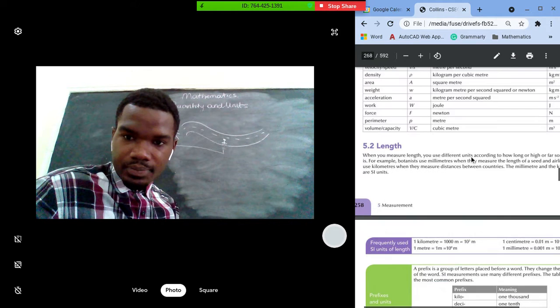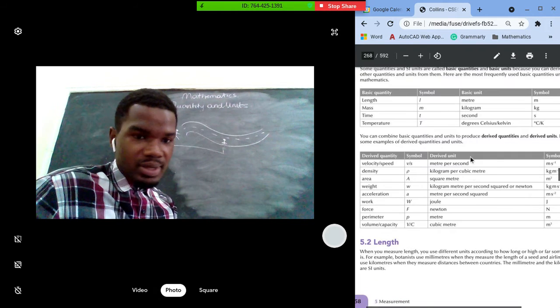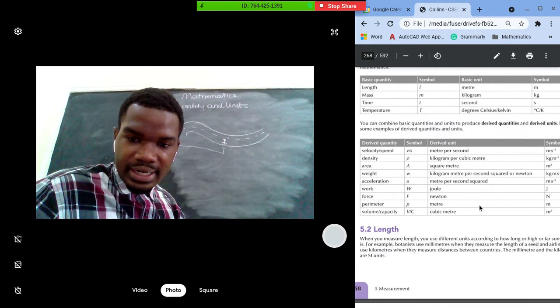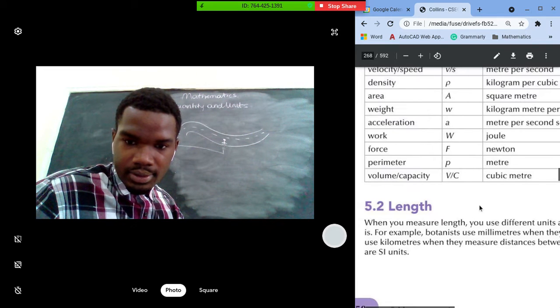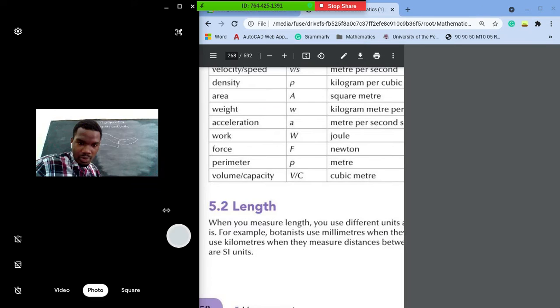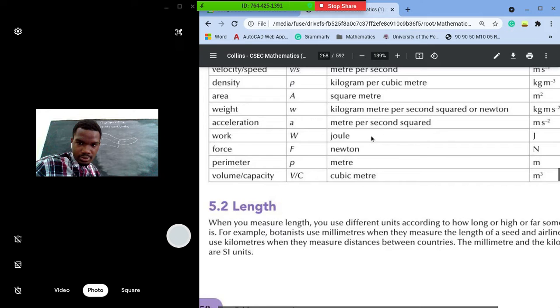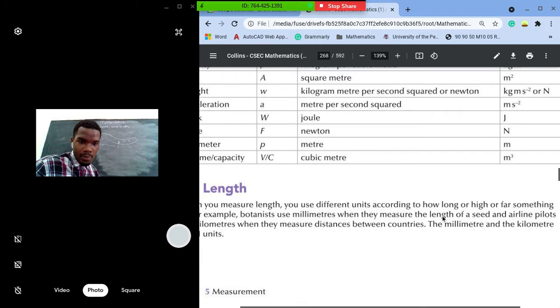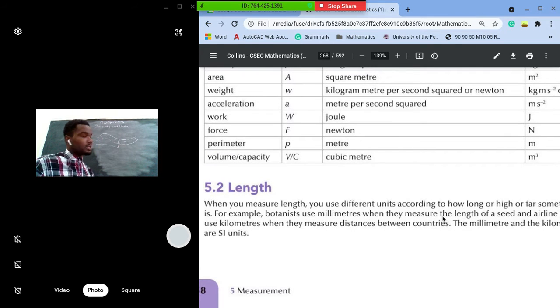Let's look at the table. Meters, because I'm measuring a distance, and a distance is a length. So we're going to understand length. Let me shrink my camera now. When you measure length, you want to know how long or how high or how far something is. So that's when we use length. Let me write that.